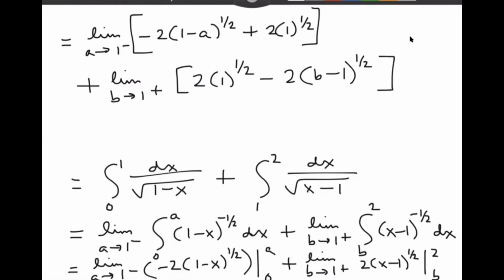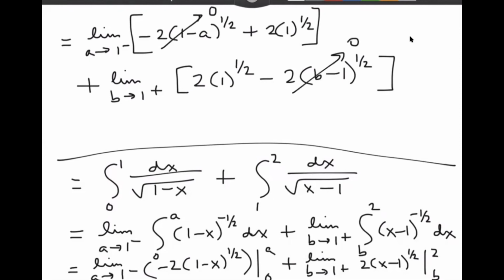All right, so as a approaches 1 from the left, this term is just going to go to 0. And as b approaches 1 from the right, this term is going to go to 0, leaving us with a 2 and another 2. Who would have ever believed calculus 2 is just 2 plus 2, but in this case it is. And the value of this integral is 4.